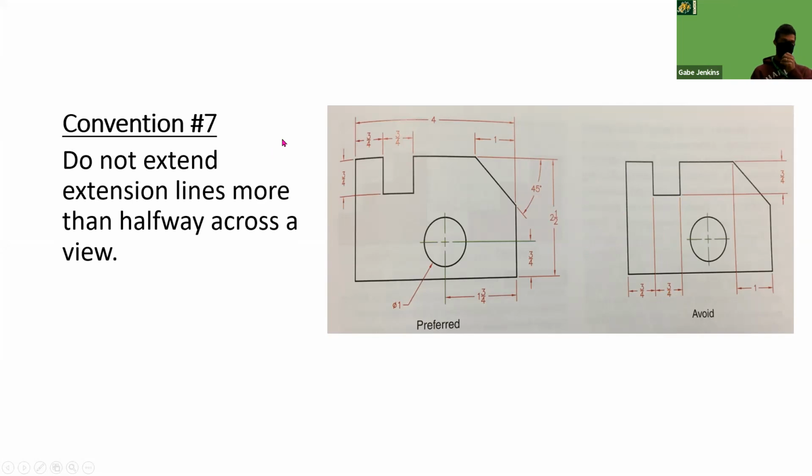So the next convention would be, don't extend your extension lines more than halfway across the view, right? You're trying to keep them as much as possible outside of the drawing. Like this one is just kind of unavoidable, and so that's okay. But you wouldn't want to put it over here because not only is it far from the object line itself, but it's cutting through the whole object, and that makes it really hard to see.